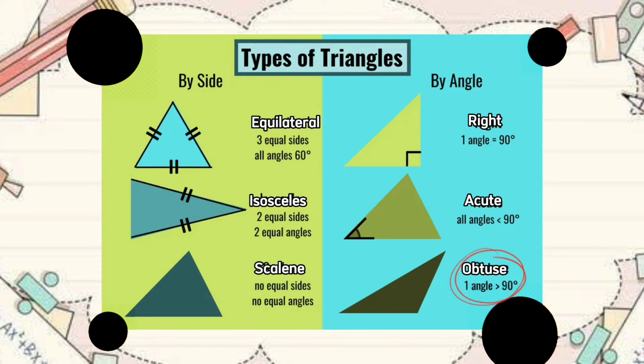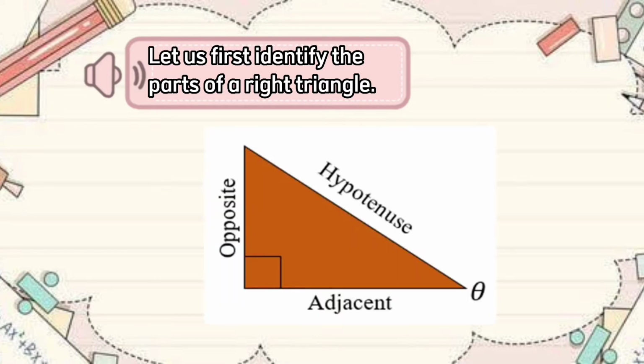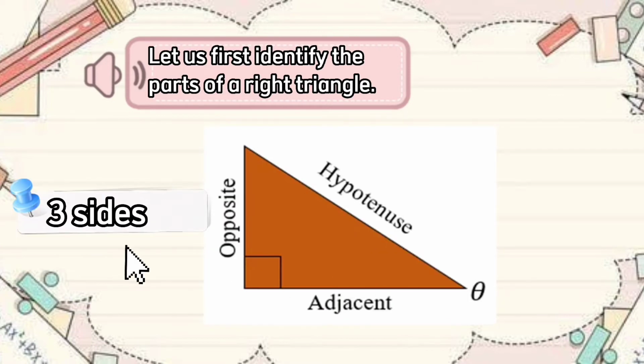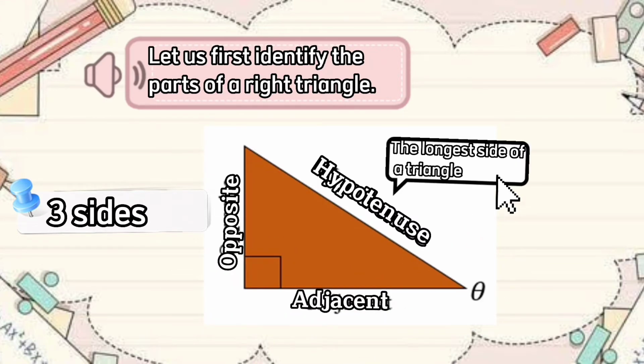And to begin with, let us first identify the parts of a right triangle. Okay, the right triangle has three sides. These are hypotenuse, opposite, and adjacent. And hypotenuse, this is the longest side of a triangle. So, ito yung longest side.